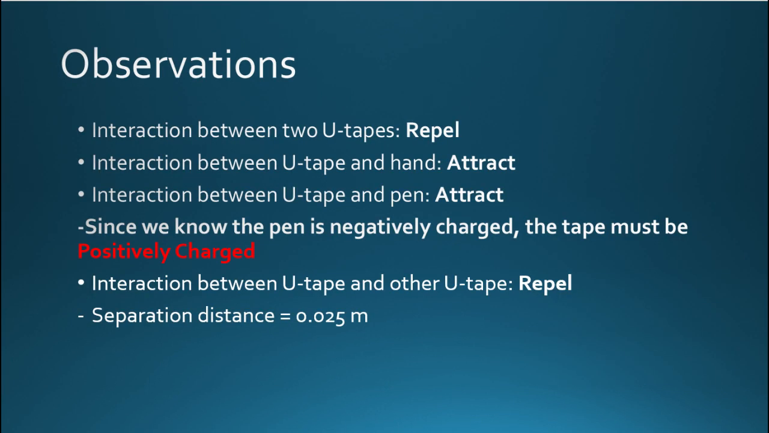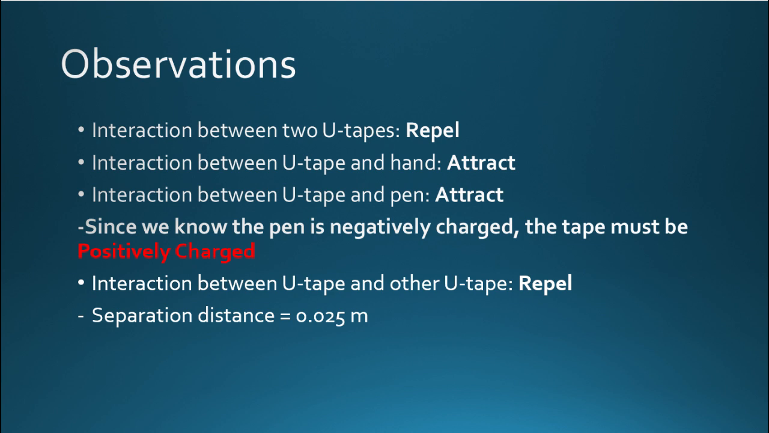Based on putting the two tapes together after they've been charged, we found that they repelled each other, which means that they have the same charge. And then based on the interaction between the U-tape and the hand and the U-tape and negatively charged pen, we found that they attracted. And since we know that the pen is negatively charged, the tape must be positively charged. And since the two tapes repelled each other, they can be assumed to have the same sign of their charge.